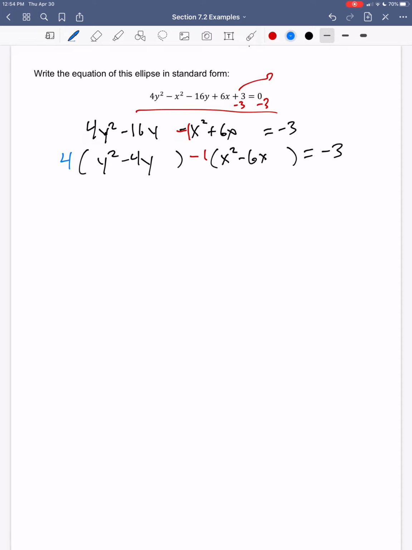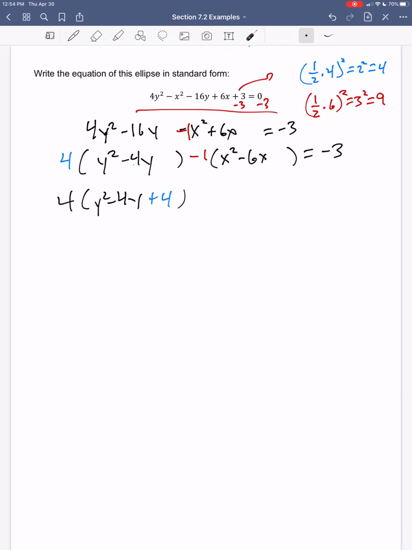To complete the square now, I take half whatever's in front of my variable by itself. So I've got 4y. So I'm going to take 1/2 of 4, and then I'm going to square that. So that's going to give me 2 squared, which is 4. So I'm going to add 4 over here. And then with my x stuff, I'm going to take 1/2 of the 6 and square it. So that's going to be 3 squared, which is 9.